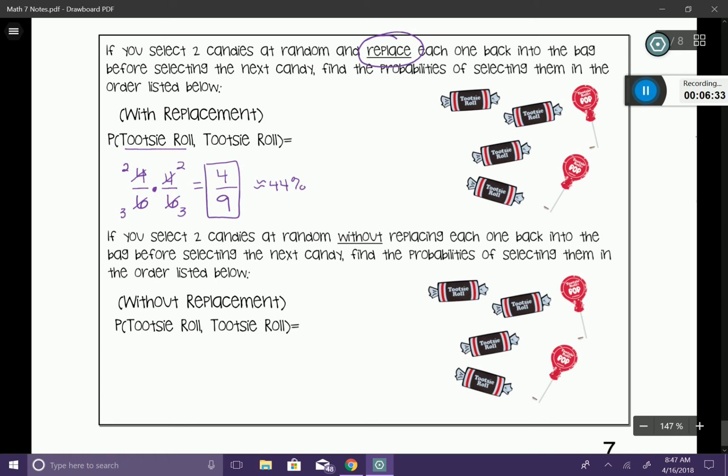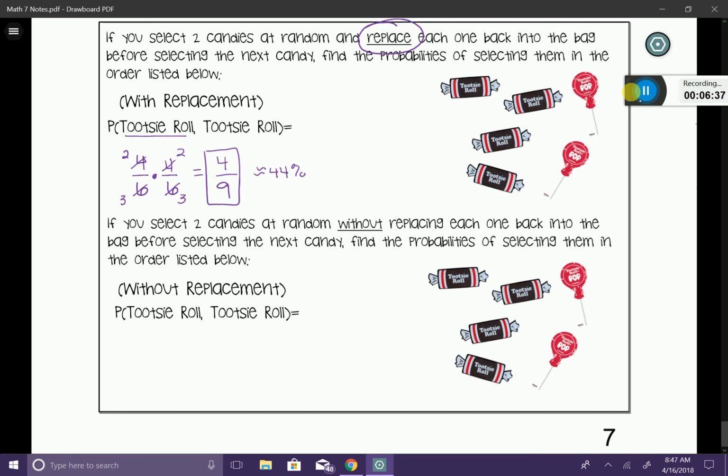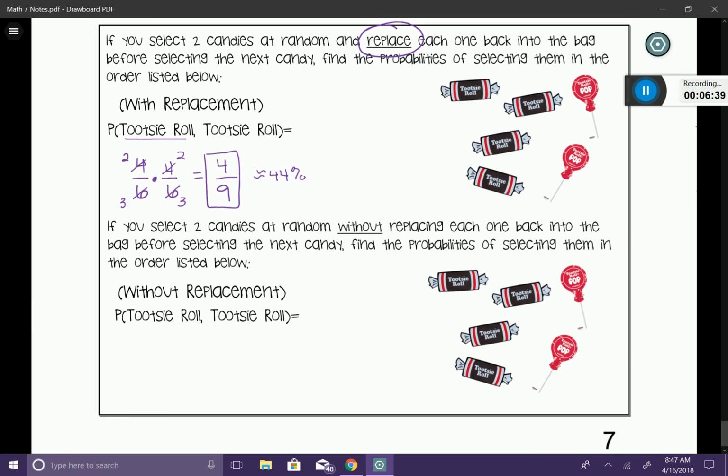Now let's look at the exact same situation, but let's say we don't replace it this time. We actually take the first Tootsie Roll and we eat it. So let me read it. If you select 2 candies at random without replacing each one back into the bag before selecting the next candy, find the probabilities of selecting them in the order listed below.